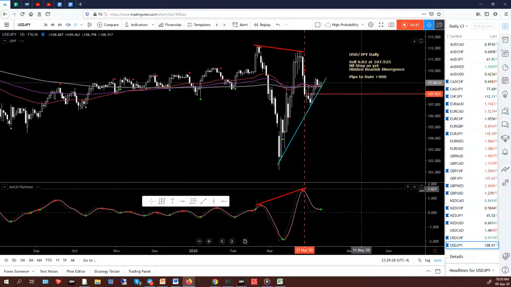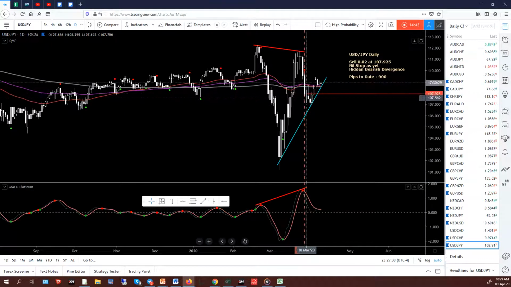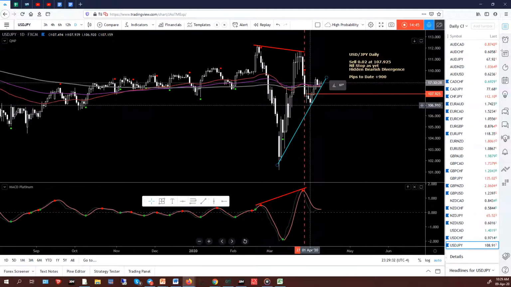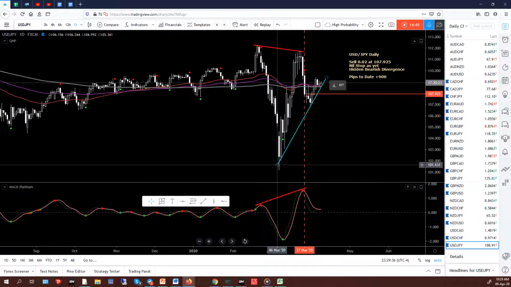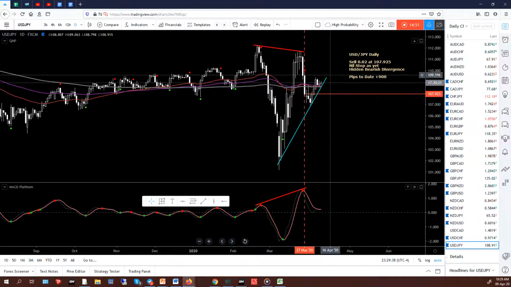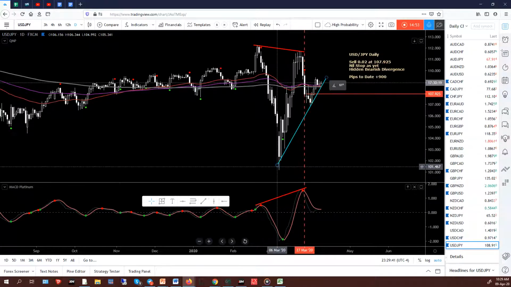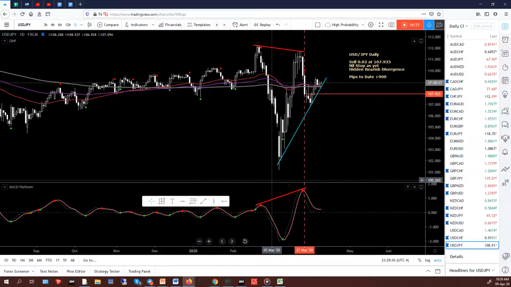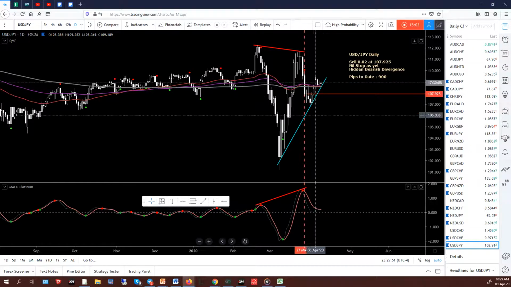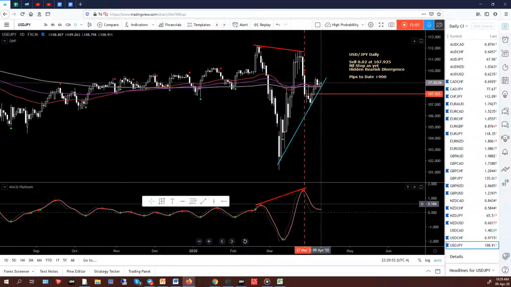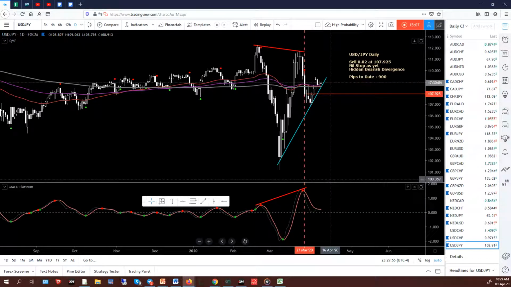USD Japanese yen in a sell here, similar to USD Swiss, went against me. It's gone up. Still a sell signal. So hence I've drawn this blue trend line across the lows. Now remember, drawing trend lines, it's not an exact science, just something that looks obvious. And if I get a break to the downside on this trend line, then I may look at taking a second sell. The MACD Platinum's still above the zero level, so yeah, it gives me a bit of wiggle room.